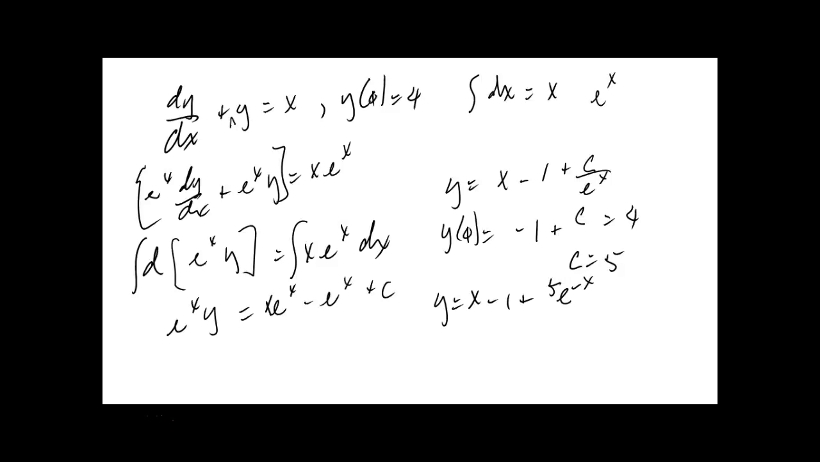The asymptotic behavior of the solutions is due to the fact that the contributions of ce to the minus x, when c is not equal to 0, become negligible for increasing values of x. We say that ce to the minus x is the transient term. So in other words, this term here, this one with 5 in there, let's call that ce to the minus x up there too. For very large values of x, this loses its meaning. And then you basically get down to this.